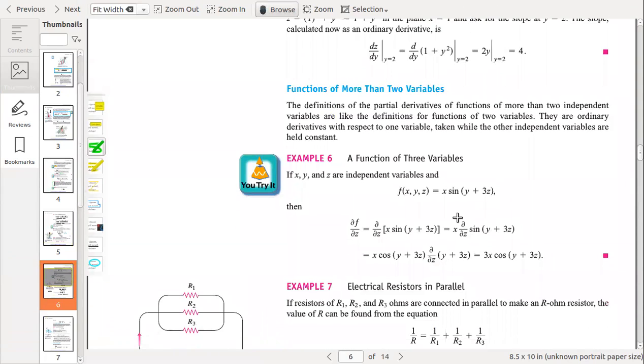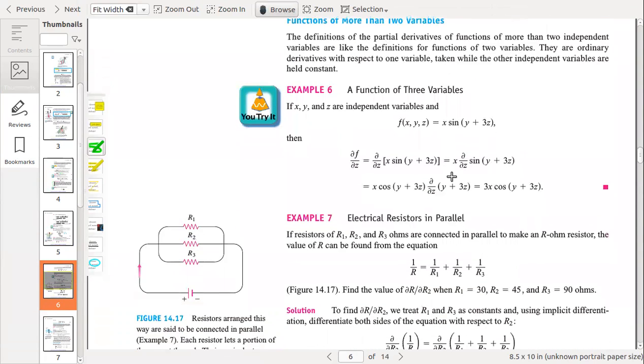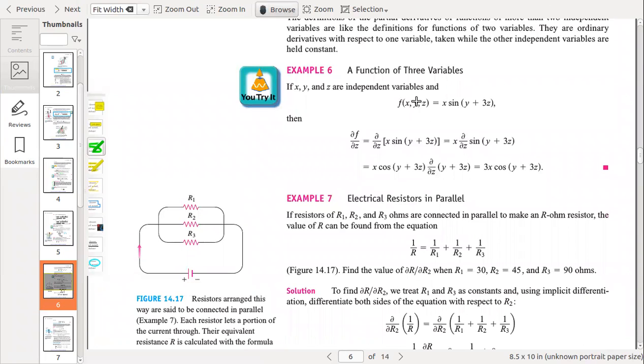So next, a function of three variables. Given function is f of x, y, z is equal to x sine y plus 3z. If x, y, z are independent variables, then calculate partial f over partial z. So what will be the value of partial over partial z of x sine y plus 3z? So here x and y will be treated as constants.